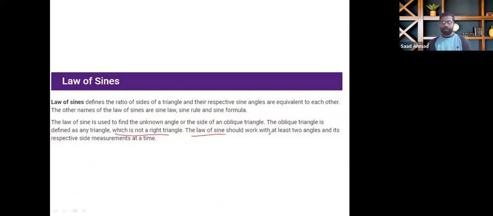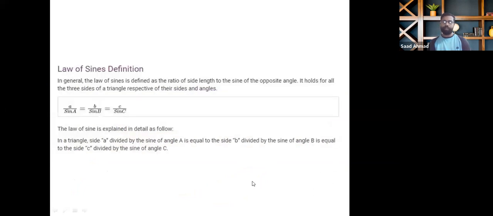The law of sines needs at least two angles and their respective side measurements. So if we want the law of sines to work, we need at least two angles and their respective sides at a time. There are four things in total: two sides and two angles. If we know three of them, we can find the fourth one. This is the definition: a over sine A equals b over sine B equals c over sine C.